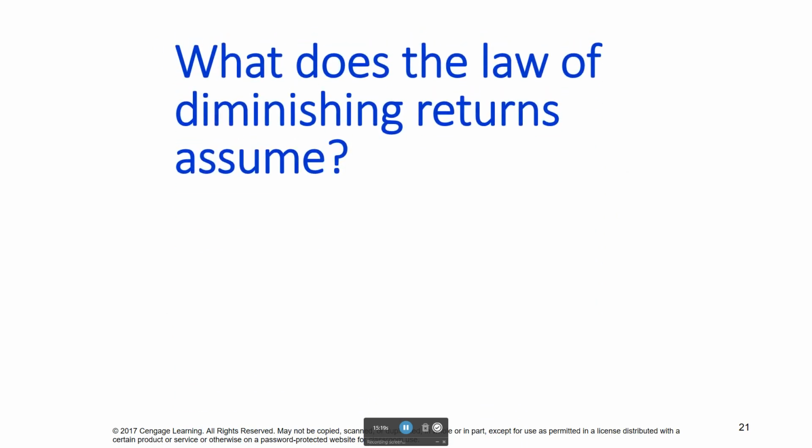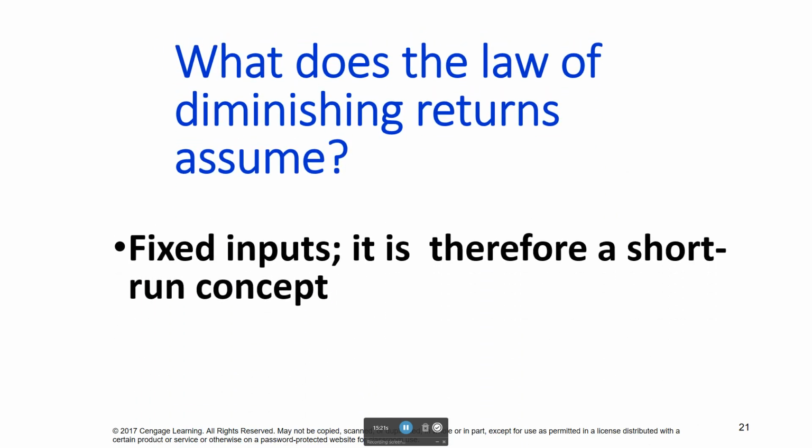So at that point, we would say the law of diminishing returns kicks in. Now, the law of diminishing returns assumes that we have fixed inputs and is therefore a short-run concept. We could get around it in the long run, say by making a bigger pizza restaurant, bringing in more ovens or more phones or more technology. So in the long run, we can get around that law by increasing our fixed inputs.